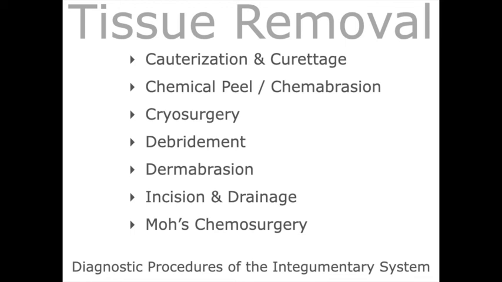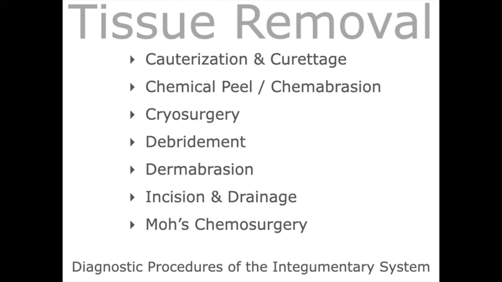Chemical peel, also known as chemabrasion, is the use of chemicals to remove the outer layers of skin to treat acne scarring, fine wrinkling, and general keratosis. Cryosurgery is the destruction or elimination of abnormal tissue cells, such as warts or tumors, through the application of extreme cold, often by using liquid nitrogen.